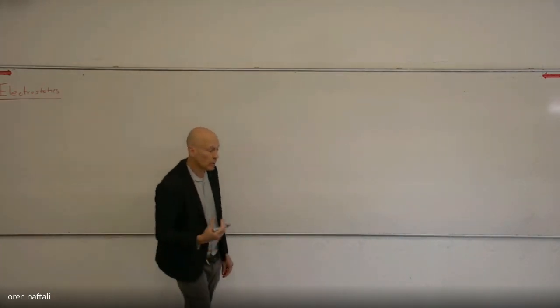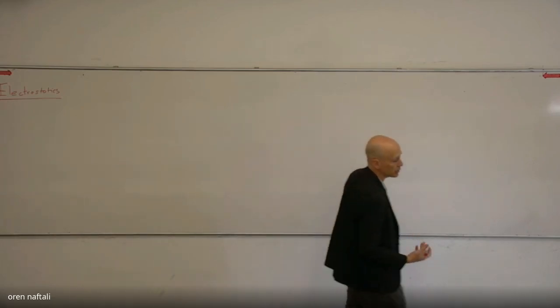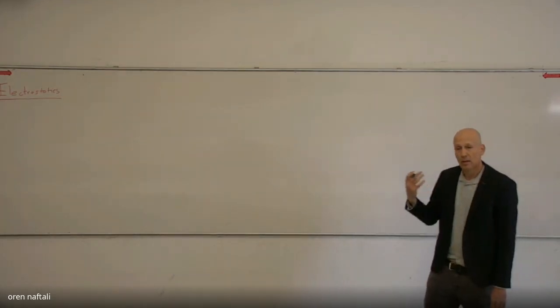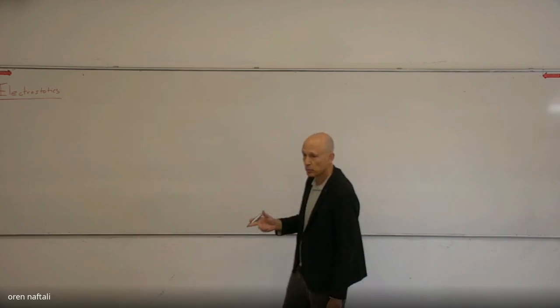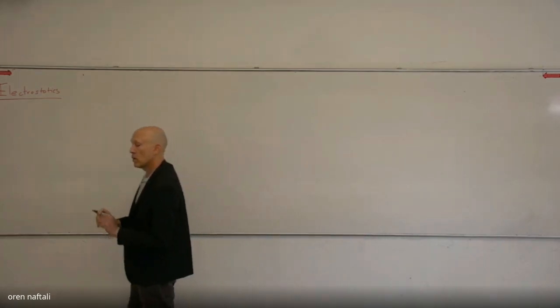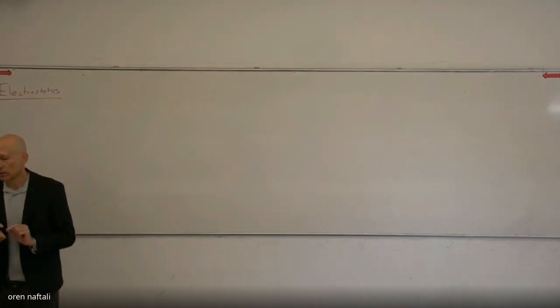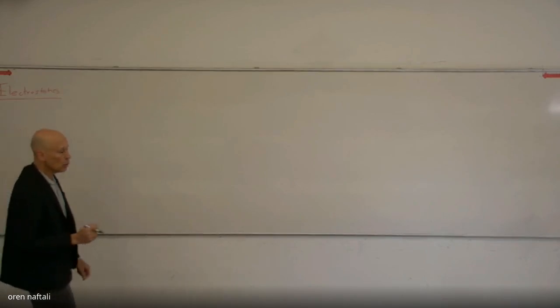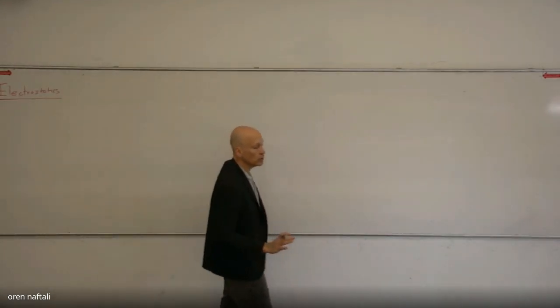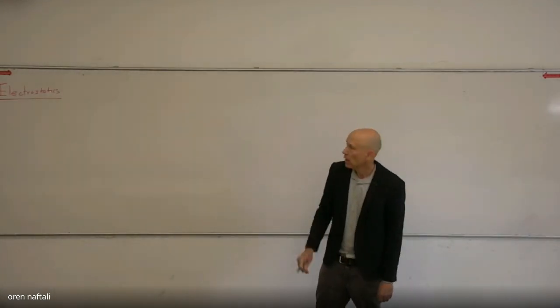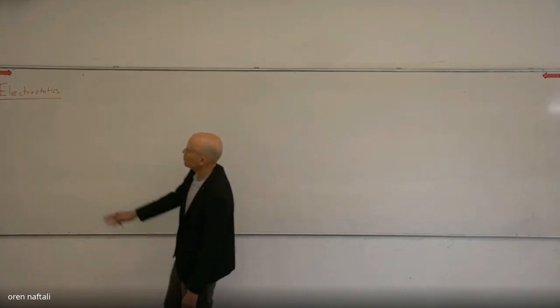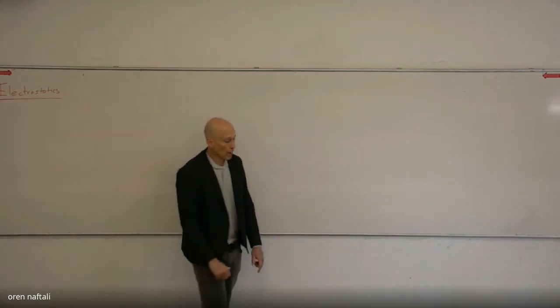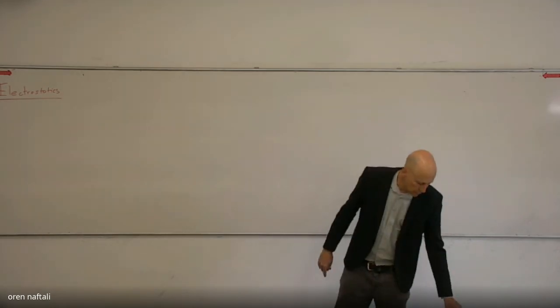If it's not moving, it means there are no currents in the problem. If it's not moving, it means there are no magnetic fields in the problem, because what creates magnetic fields are currents. So we are dealing essentially only with electric fields. That's it. And that's why it's called electrostatics. There are, of course, magnetic fields which are static.